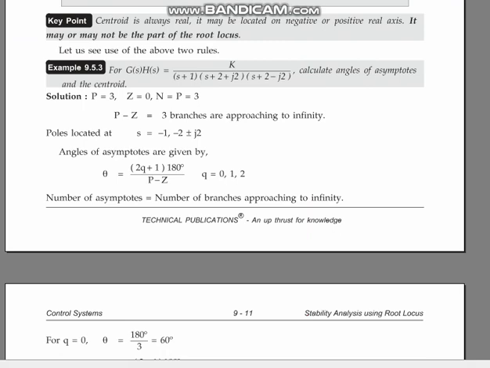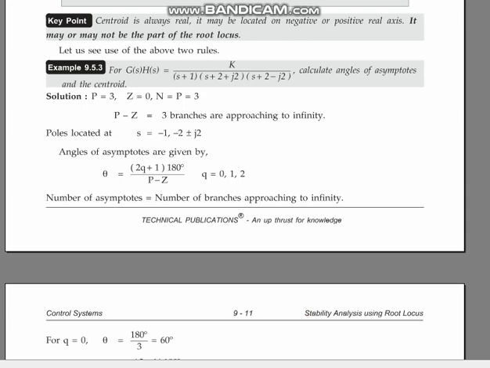Now here, in the denominator, the roots are s equals minus 1, s equals minus 2 minus j2, and s equals minus 2 plus j2. The numerator has no roots, no zeros. So p is equal to 3, z is equal to 0, so p is greater than z, and p minus z is equal to 3.